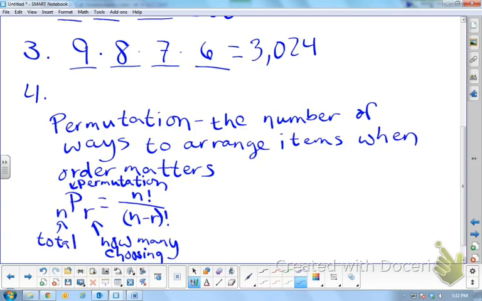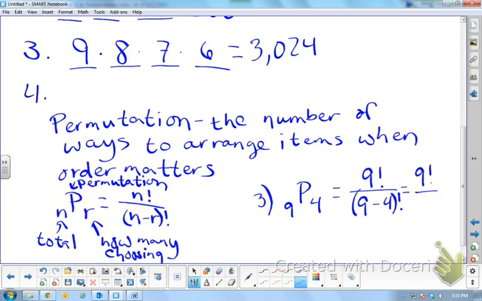So if we looked at question 3 again, but this time we used our formula, our total number of topics was 9, so we'd have 9. We're performing a permutation because order mattered, and we're choosing 4 of those topics. So now we'd plug them into our formula. n we would replace with 9. The second n we would replace with 9, and the r we would replace with 4.